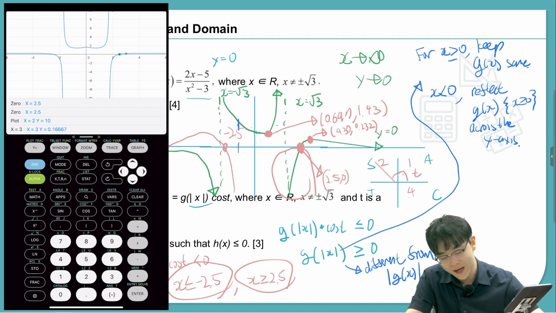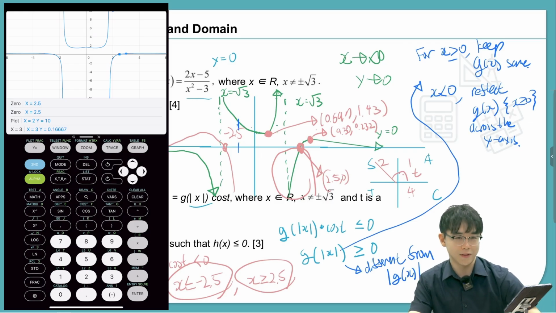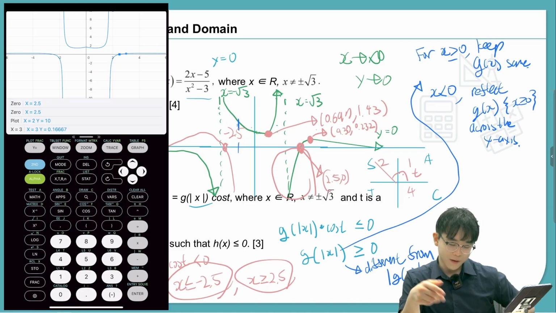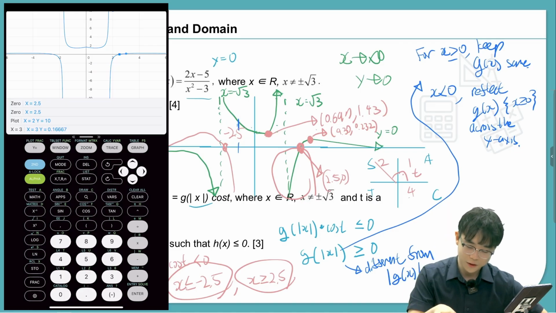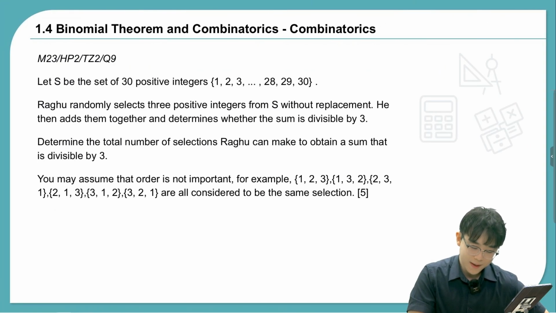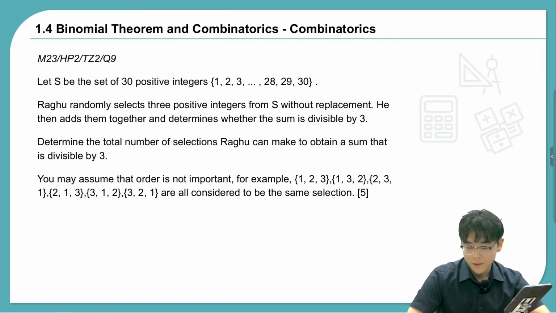So don't rely on your calculator to just plot all the functions for you. This is where your intuition matters, right? You need to have an intuitive understanding of what absolute values do to a function, or to the graph. Okay, so that was number 8. Let's move on to number 9.